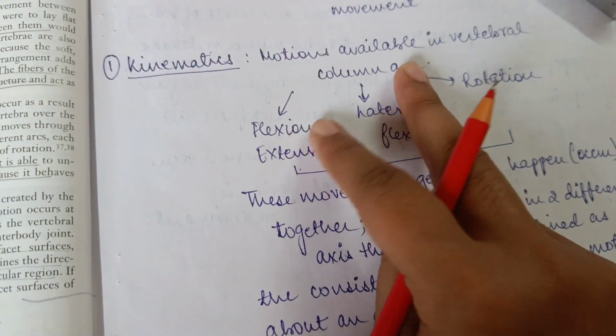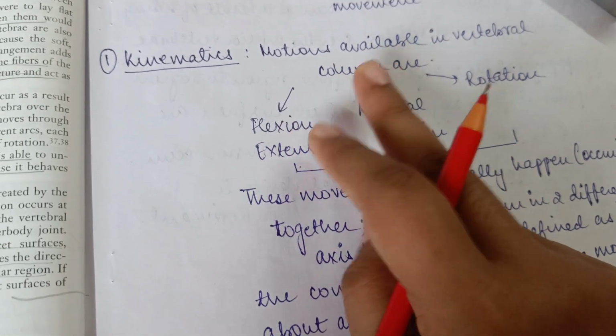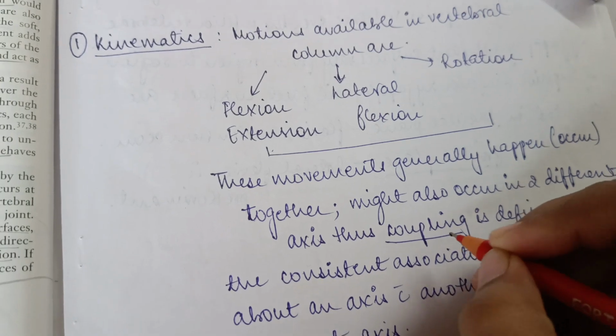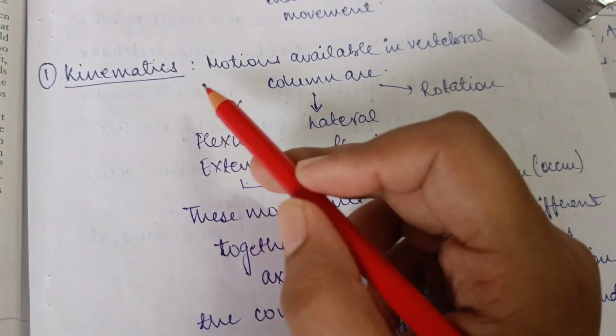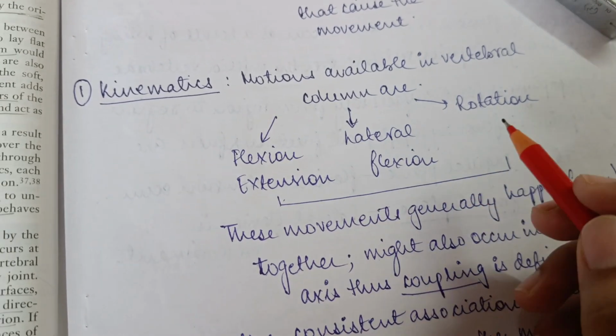So there are two different axes and two different movements are occurring at two different axes, and when they occur together, it is said to be the coupling motion. So this is an important terminology which you need to remember when writing about the kinematics of the vertebral column. So the movements available are flexion, extension, lateral flexion, rotation.